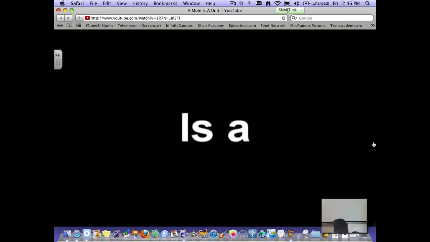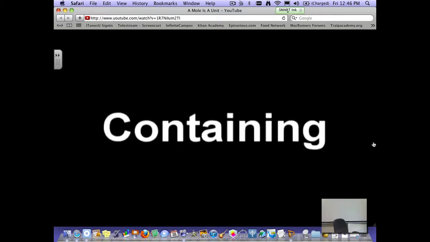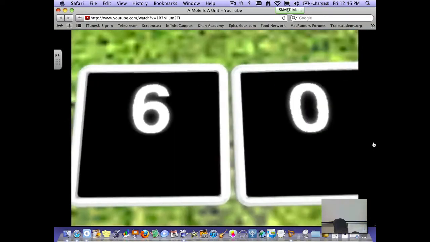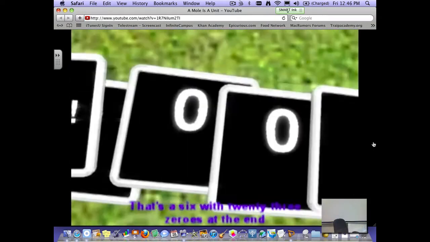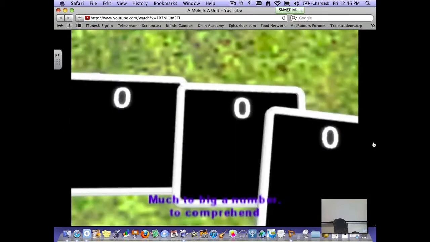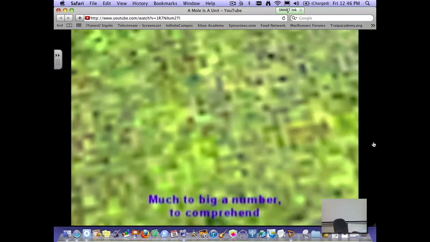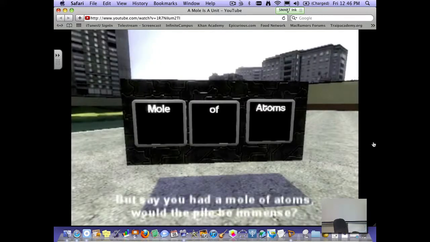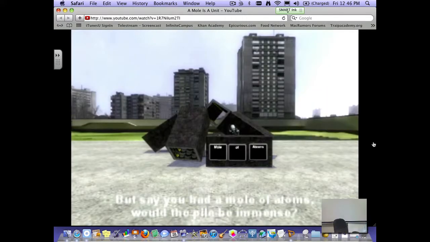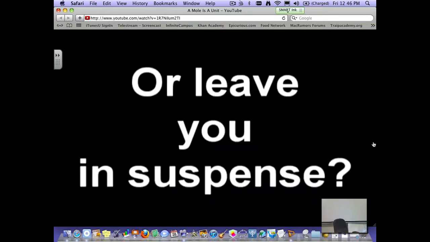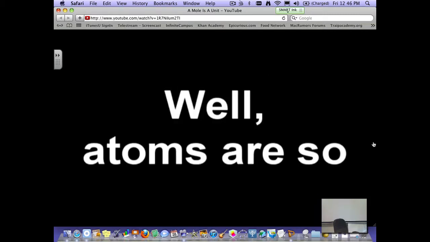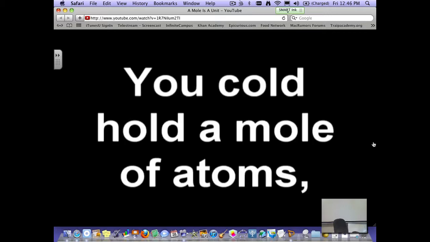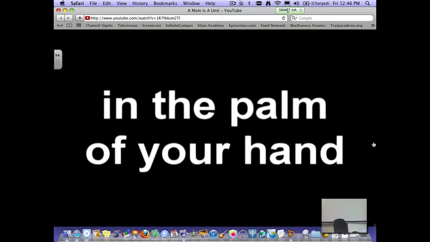And the mole is a unit, or have you heard, containing 6 times 10 to the 23rd. That's a 6 with 23 zeros at the end. Much too big a number to comprehend. But say you had a mole of atoms, would the pile be immense? Should I say the answer now or leave you in suspense? Well, atoms are so very, very small, you understand. You could hold a mole of atoms in the palm of your hand.